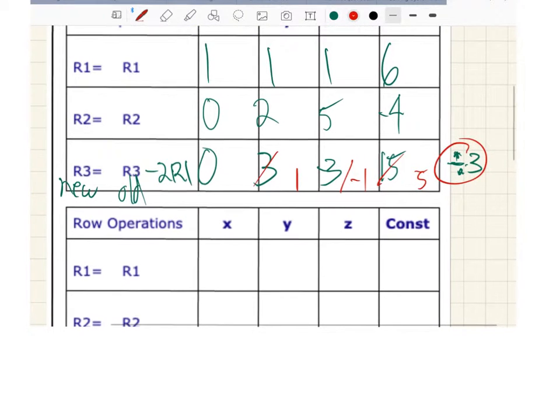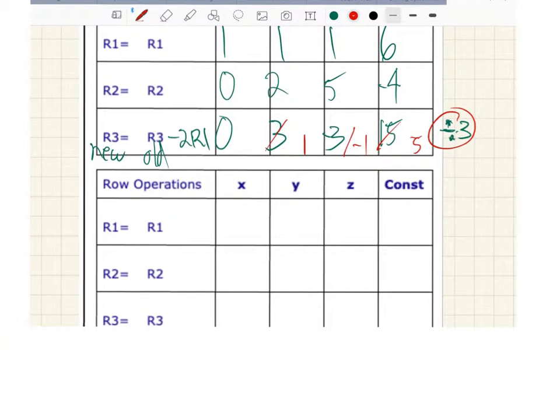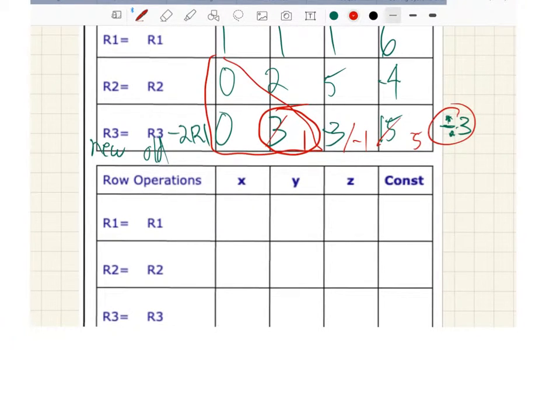Okay, so now I look at this and I go, how do I get rid of this? I need to get a 0 now in this one, and that will make my whole triangle. So what do I need to do to that? Well, I would have to take the third row and double it, and then I could add or subtract it from the 2 above. So let's try that.